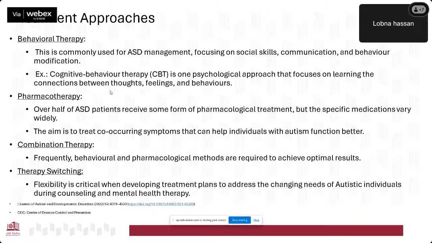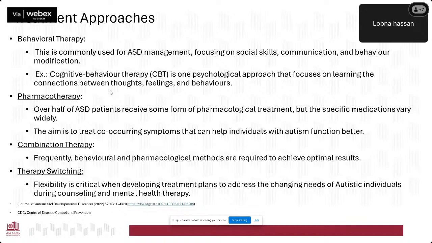Pharmacotherapy also, there is a role for pharmacotherapy. Over half of ASD patients receive some form of pharmacological treatment, but the specific medication varies widely, and even the response varies widely between child and child. The commonest medications being used, for example, for ADHD, the stimulant and non-stimulant Strattera and methylphenidate, for aggression, risperidone, which is an antipsychotic, and for sleep disorder, melatonin.